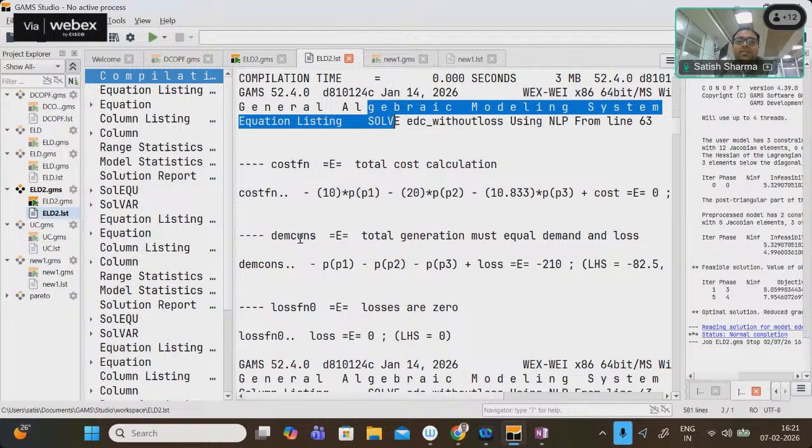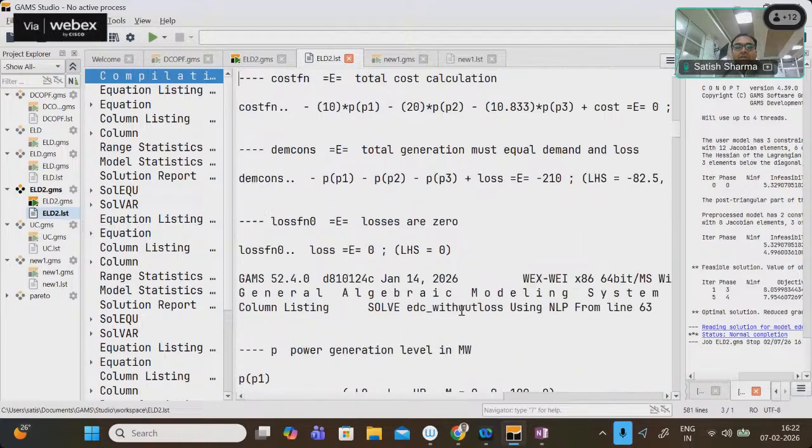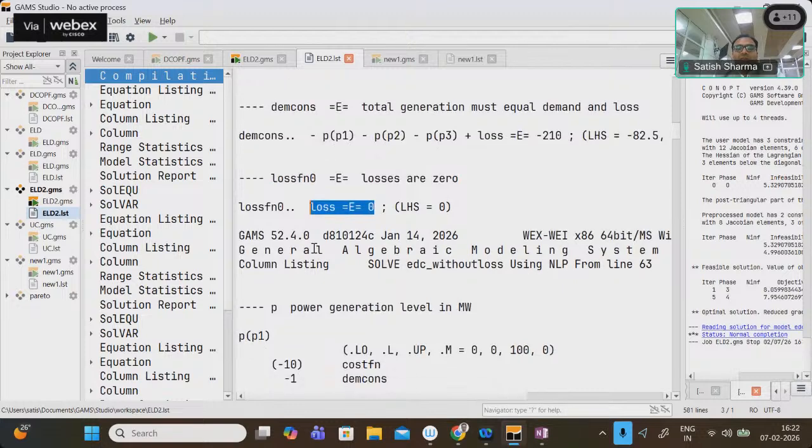Then the second constraint was demand, and it was written as minus P1 minus P2 minus P3 plus losses equals to 210. So this was the demand given to us, and we defined earlier that the loss function was 0. So loss function is equal to 0, losses are 0. We have defined this earlier as well, and it is given that loss is equal to 0. So it will simply understand that the variable is 0.